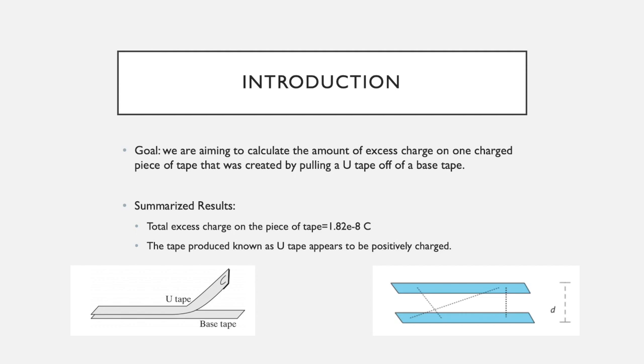The results of the lab included that the U-tape I produced appeared to be positively charged, with a total excess charge on the tape being 1.82 times 10 to the negative 8 coulombs when calculated, and the magnitude of the electric force on the GlowScript model was 0.0282, and the magnitude of the gravitational force was 1.962 times 10 to the negative 3.